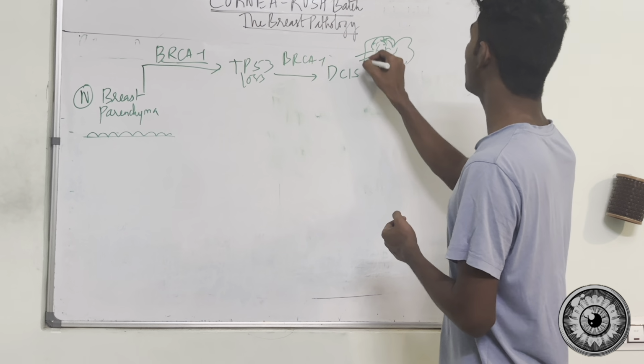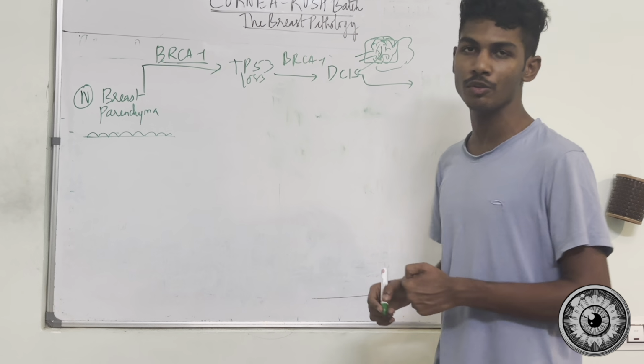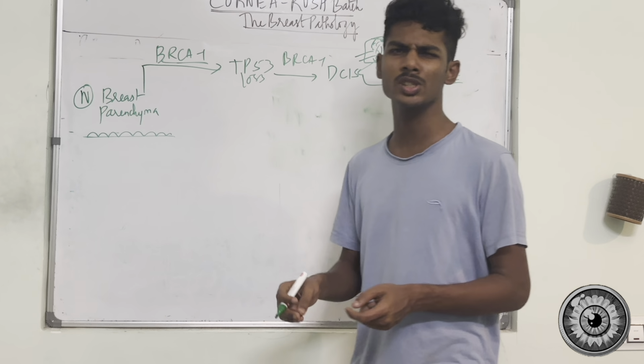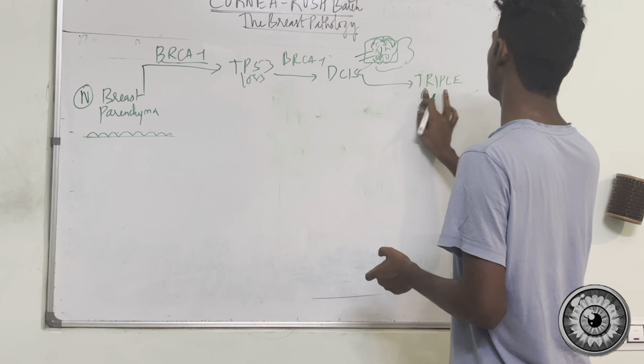As long as it stays inside, you call it DCIS only, and this DCIS will progress to what type of cancers? Triple negative cancer. You know, right? Because it's a BRCA1 gene mutation. Okay, it's a very poor prognosis. Okay, triple negative breast cancers.